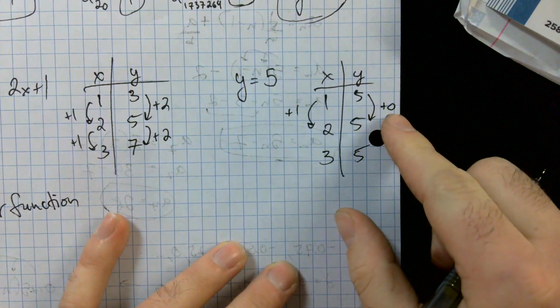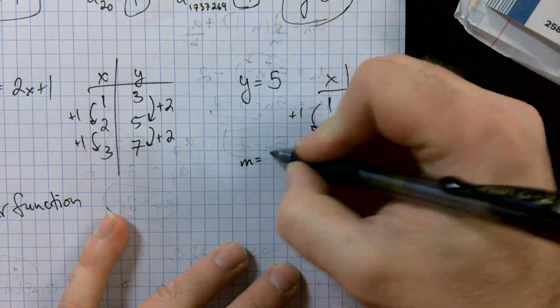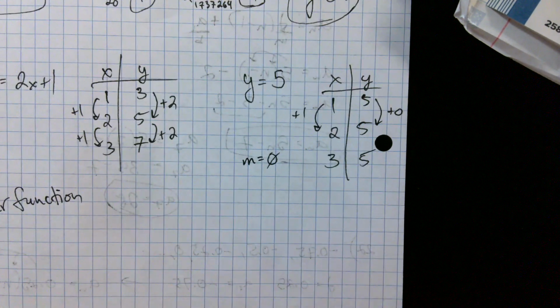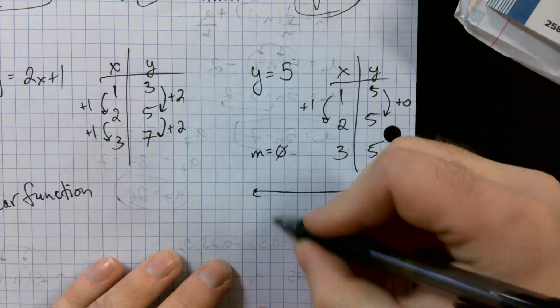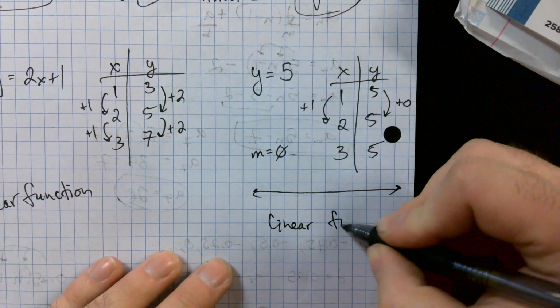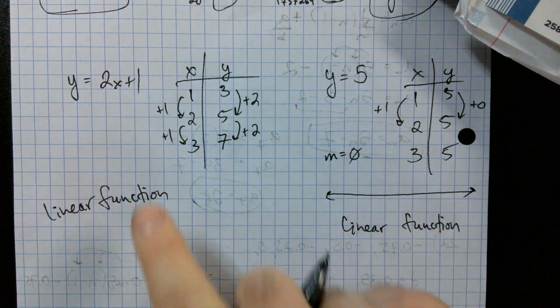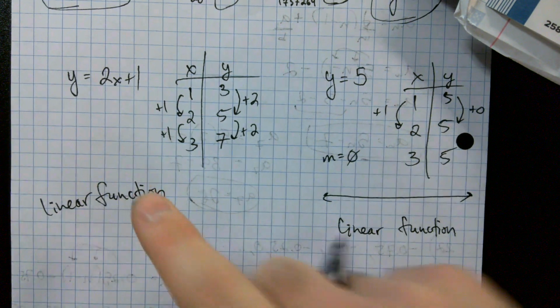So if I were going to find my slope, 0 over 1, well, that just gives me 0. Is this still a straight line? Yeah, it's a horizontal line with a slope of 0, but it's still a linear function. It's what we call a special case, right? So a typical linear function looks like that.